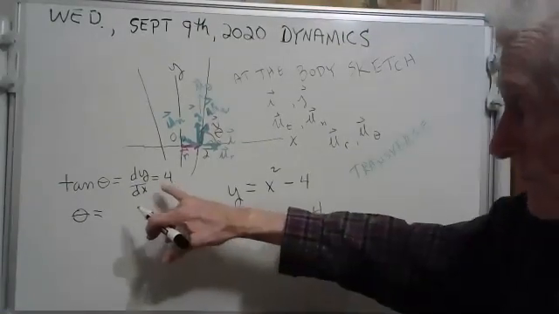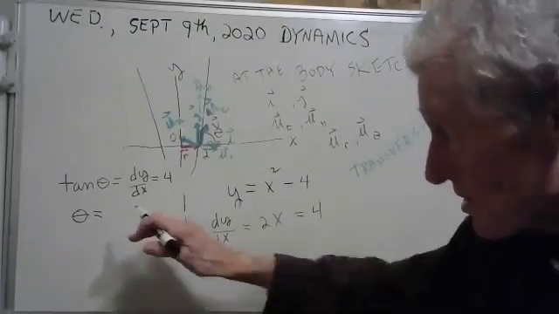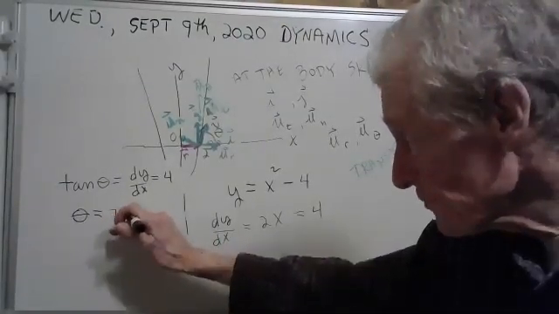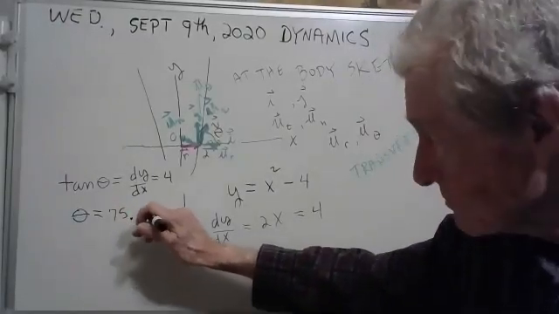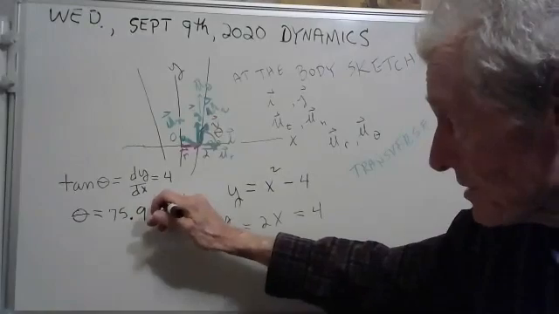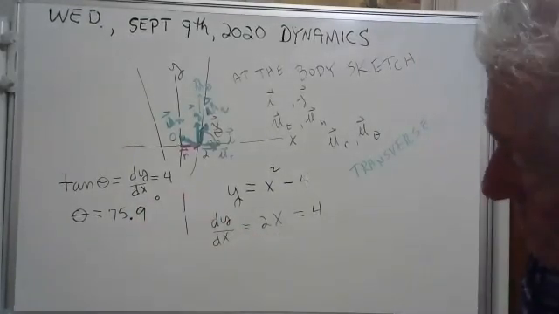Put in a 4, hit the arctangent button, but you need to be in degrees. 75.9. That's it. 75.9 something degrees, right, Tyler? Yes, that's correct. Proud of you.